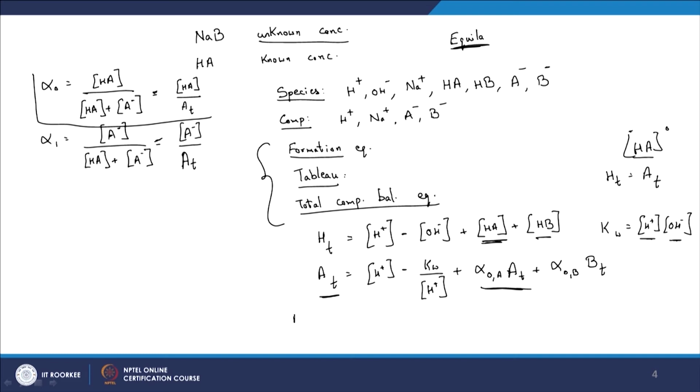What is that going to be here? We are now going to have 1 minus alpha naught of A into A total equal to the concentration of H plus minus Kw by H plus, plus alpha naught of B into B total. And the key here is that the sum of the ionization fractions needs to be 1, since these are fractions. So 1 minus alpha naught of A would be equal to alpha 1 of A. So I am going to substitute that here.